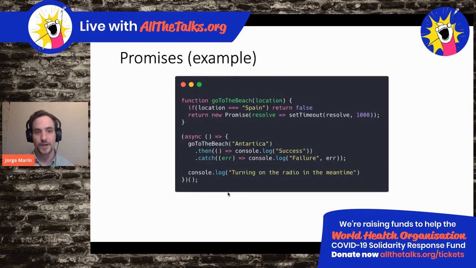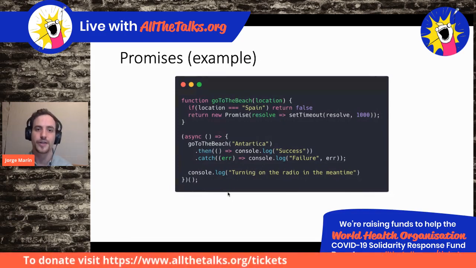So in here, we have go to the beach, again, Antarctica, then success. And we print that line, console log turning on the radio, in the meantime, which appears like it's going to be executed after go to the beach. But because go to the beach is an async function, an async task, it's going to be in the background and it's going to last 1 second to resolve. The console log will come and be printed before go to the beach finishes, because console log is a synchronous function and it's not waiting for anything.